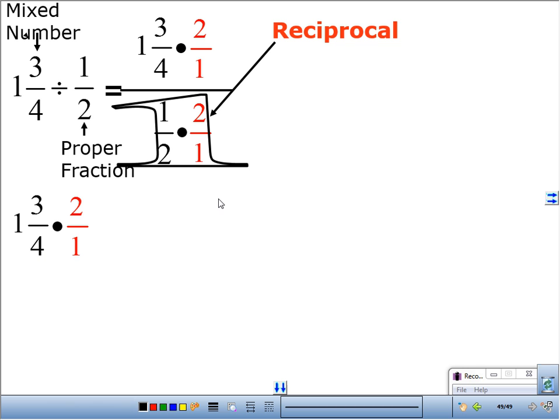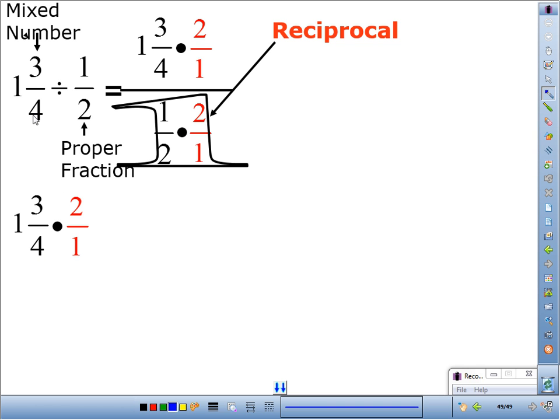Look what I just did. Watch. The old keep, change, flip. Wow, that was good. That is the why behind keep, change, and flip. Basically, because the definition does not allow us to have what? Fractions in the denominator. What does it need to be? An integer. Are we there?